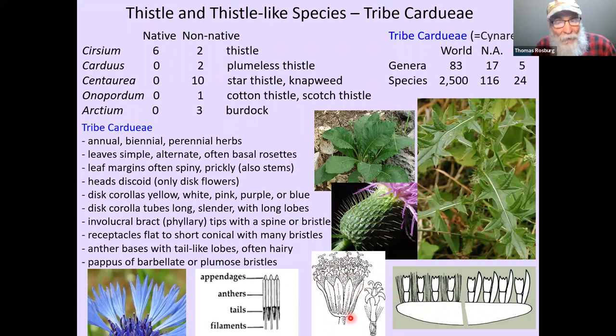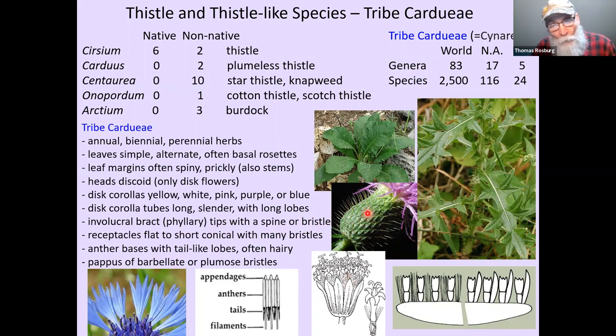And subtending those, right here, these are involucre bracts as well. There's only one series of them here. In Cardueae, there's going to be lots of involucre bracts, many series of them. And quite often, not quite true in all genera, but in general, most of the species are going to have involucre bracts that have tips that have a spine. So the tip of the involucre bract, like what would be right here, is a tip.